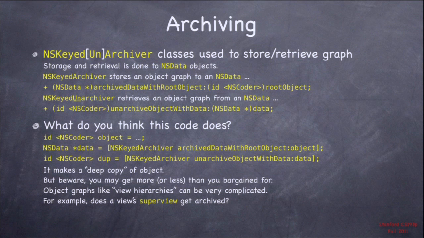If you encode a view, does its superview get archived and unarchived? And the answer is not unless it's down in the hierarchy, right? If it's at the top, it doesn't. But if it's down inside, it does. So you have to be a little careful when you're doing that. But anyway, I only bring this example up to make sure you're understanding what the archiver is doing. It's basically putting all the objects into an NSData, and then you can pull them all back out. Okay?